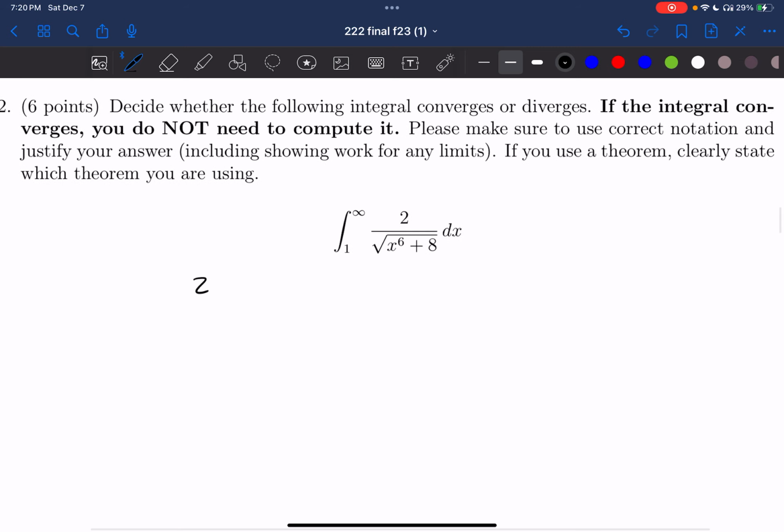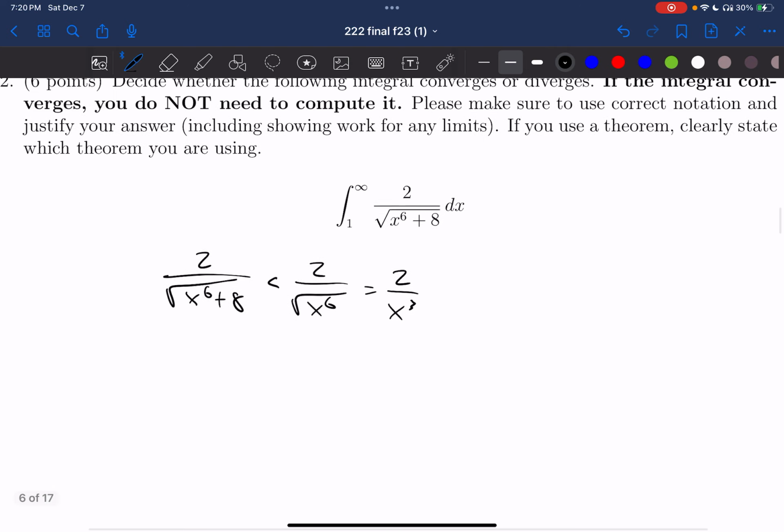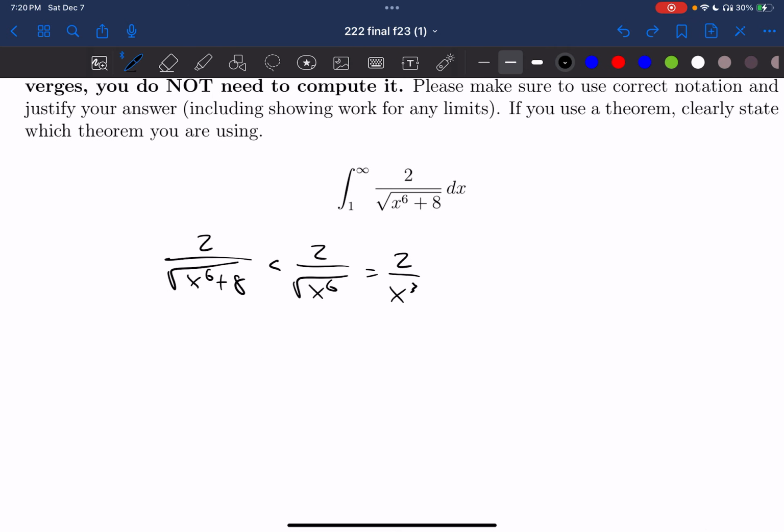So immediately starting off, we can write this. The square root of x to the 6 plus 8 is always bigger than the square root of x to the 6, so 2 over this will always be smaller than 2 over the square root of x to the 6, which is equal to x to the 3rd power. Actually, we don't need to name it b of n.